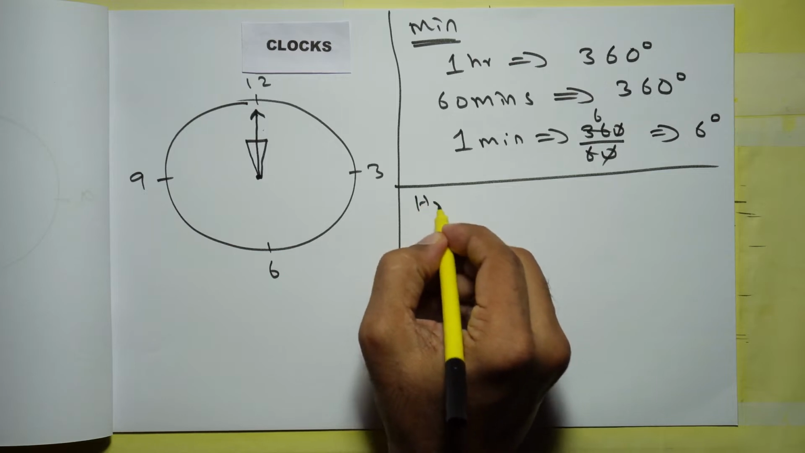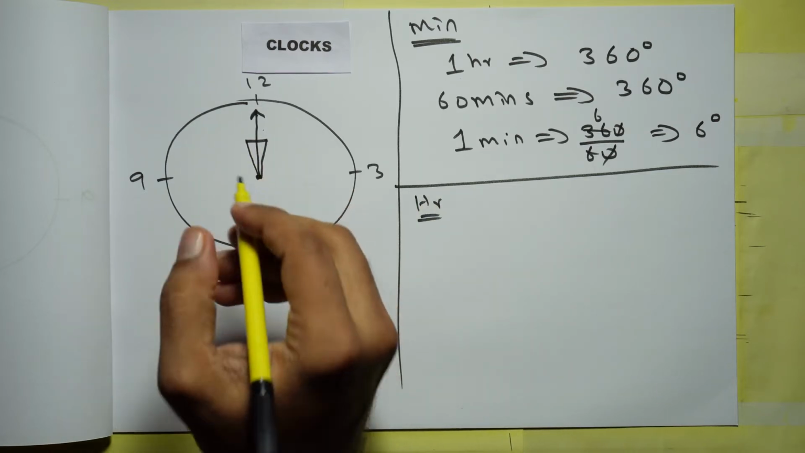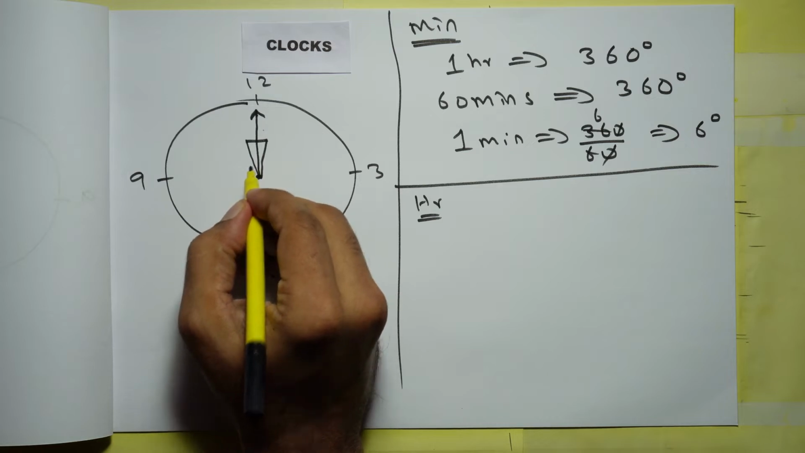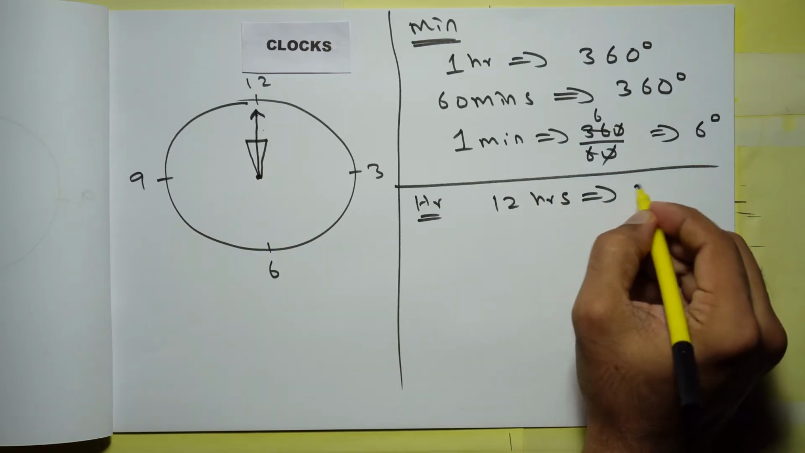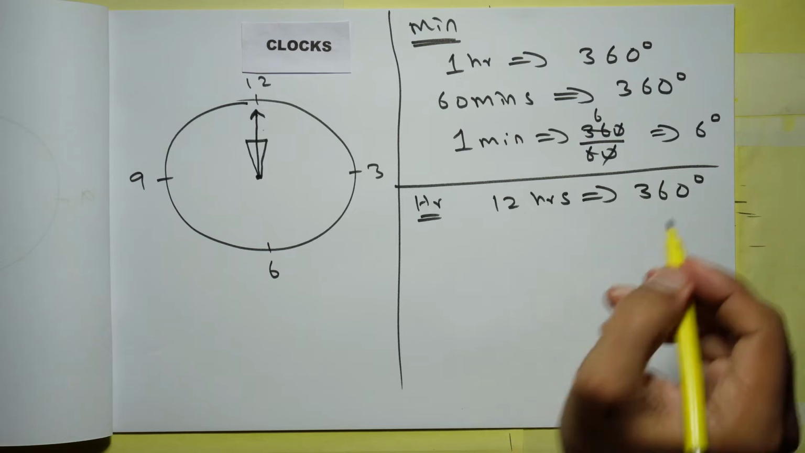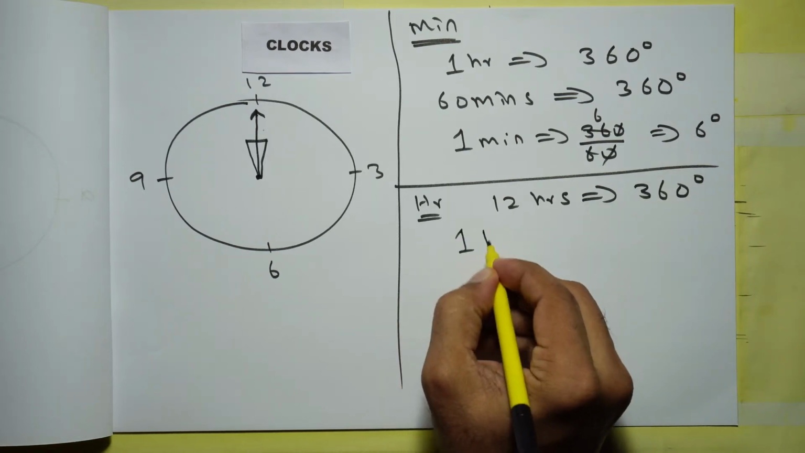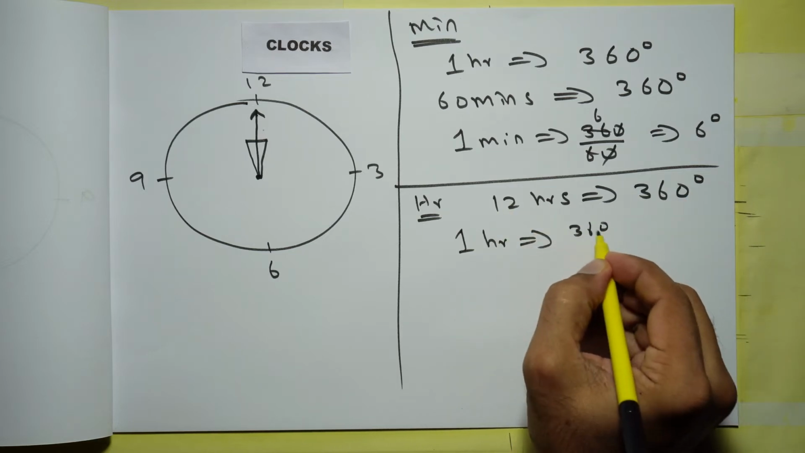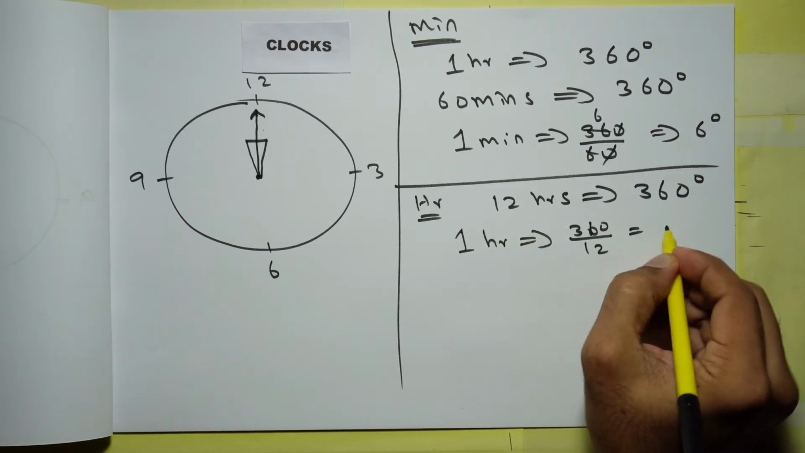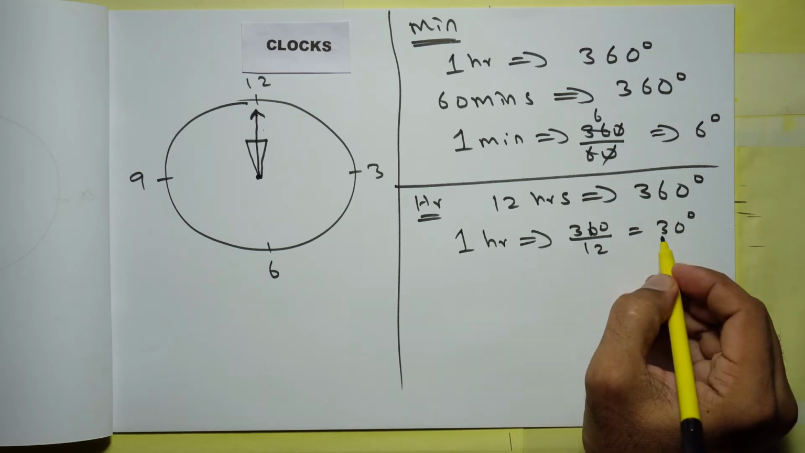Next we will look at the hour hand. Hour hand is drawn short and thick. And in 12 hours it will make one full rotation. So in 12 hours it will make one full rotation, that is 360 degrees. Which means that every hour it will move 360 by 12. That is, it will altogether move 30 degrees. So every hour it will move 30 degrees.